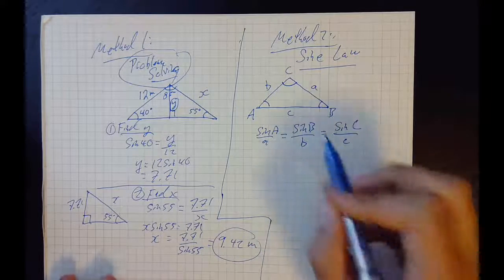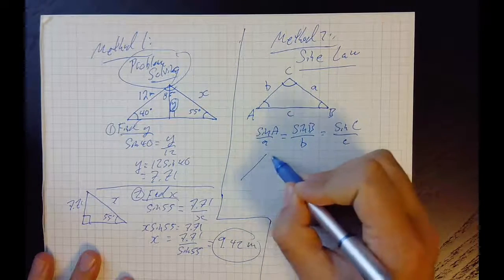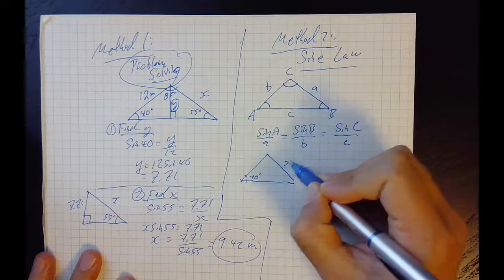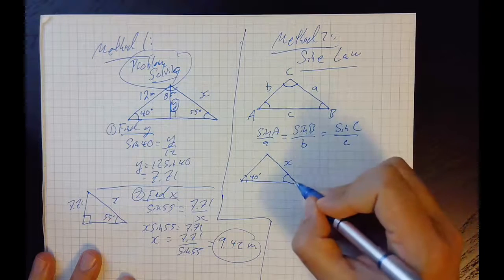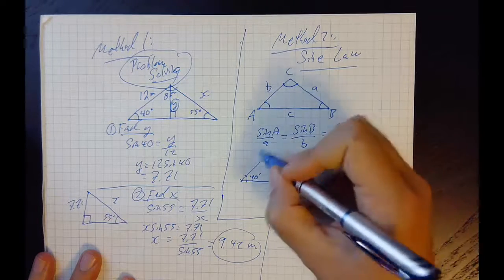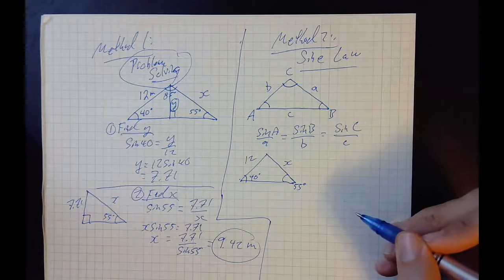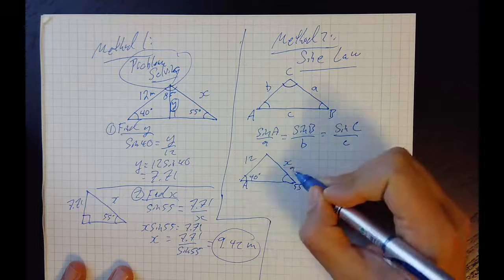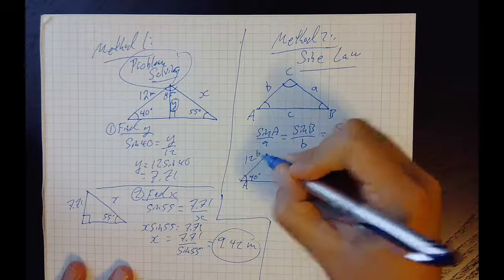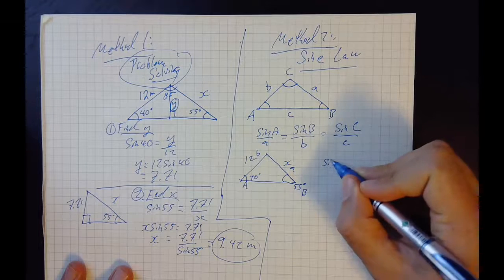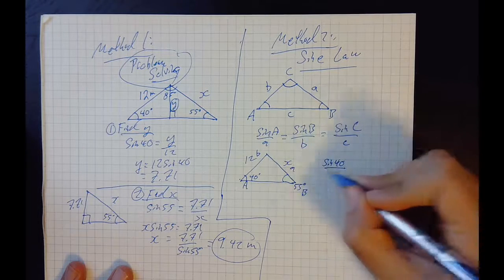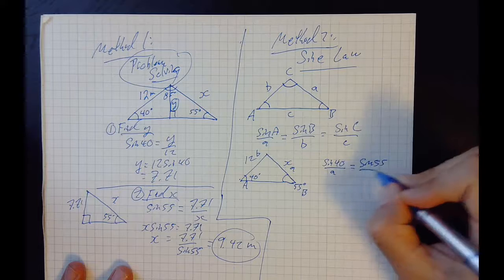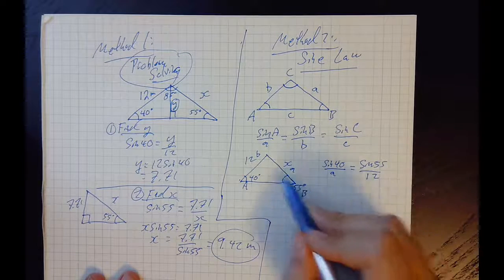And so here I'll show you an example using the problem that we just used. So here we knew that this was 40 degrees, and that was x. We knew that this was 55 degrees, and this was 12. And so all I'm going to do is say, well, here, if I call this A, and this little a, I call this B, and this little b, I know that sine of 40 over a is equal to sine of 55 over 12. Okay, so sine of the opposite sides.